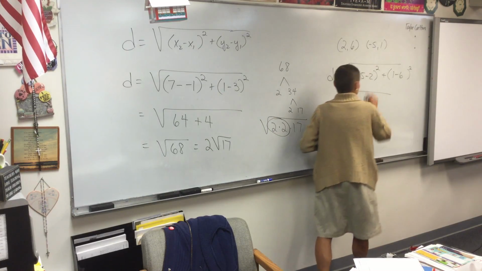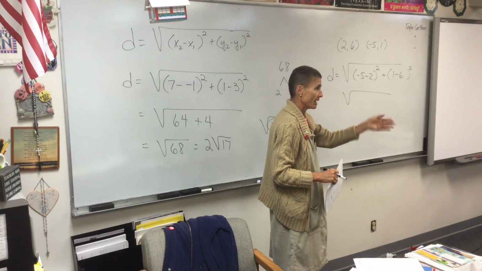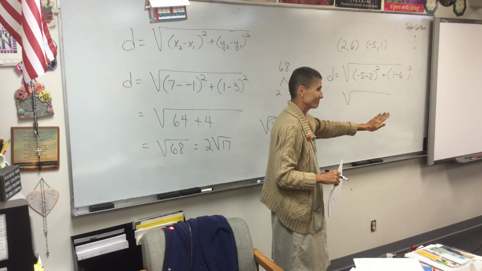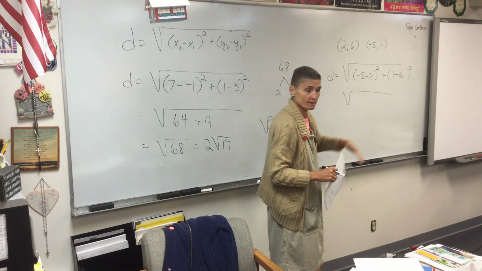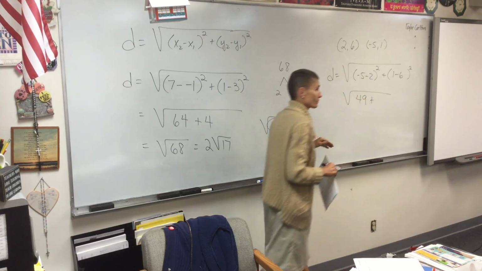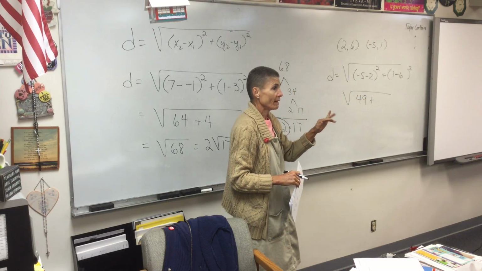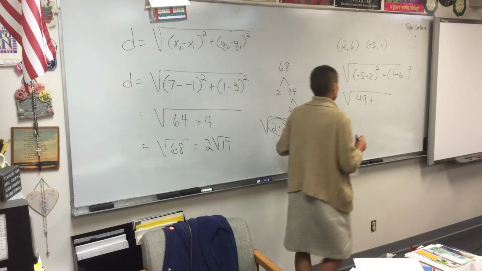Oh boy, -5 minus 2. Be careful. -5, -2. That's -7. Squared is 49. 1 minus 6. -5 squared, 25.